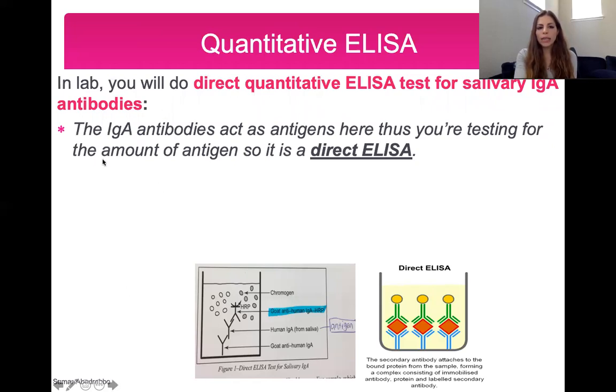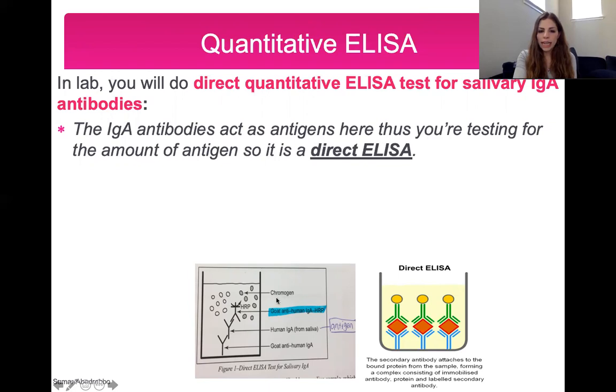And here we're going to have the IgA antibodies act as antigens because we're doing a direct ELISA. So the wells are going to come with antibodies that specifically bind IgA. So we're going to pretend that IgA is the antigen. This is why we're going to call this a direct ELISA. So you have antibodies that will bind to IgA, which is also an antibody, but we're going to pretend it's an antigen here for the antibodies on the wells.